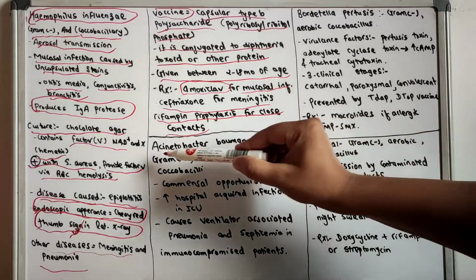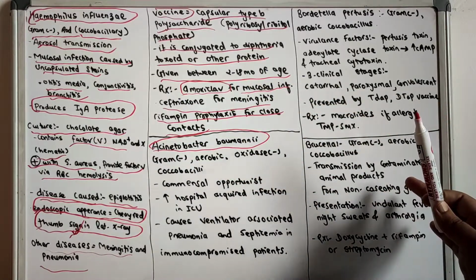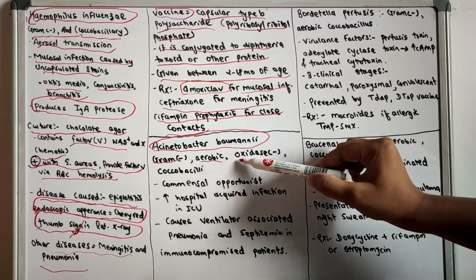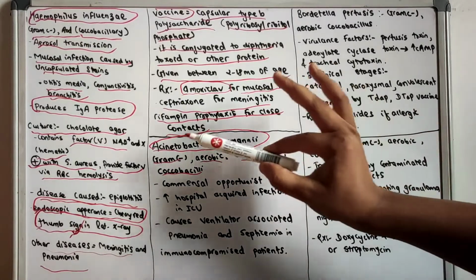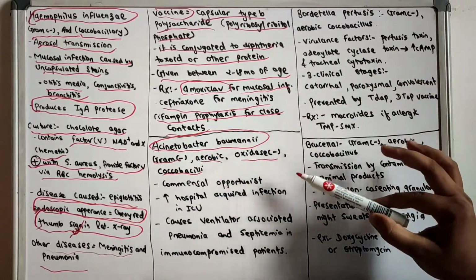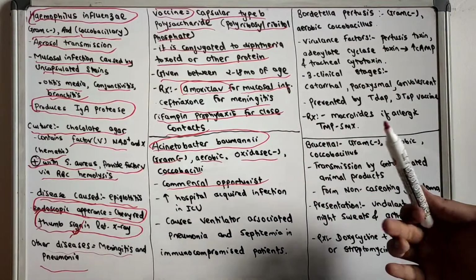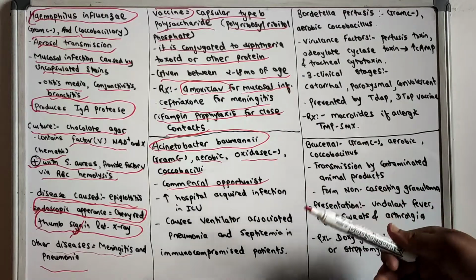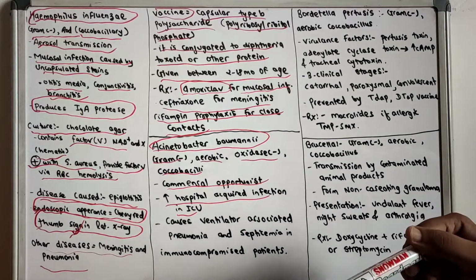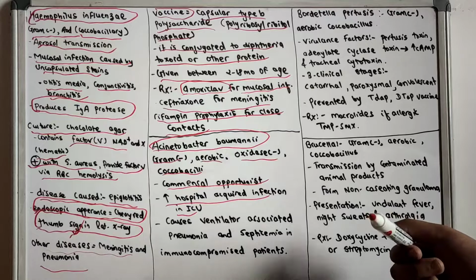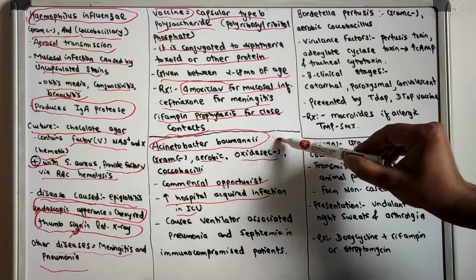Now let us discuss Acinetobacter baumannii. Acinetobacter baumannii is a gram-negative, aerobic, oxidase-negative cocobacillus, and it is a commensal opportunist. An increased amount of hospital-acquired infection is caused by Acinetobacter baumannii, especially in hospital ICUs. If the ICUs or hospital wards are not fully cleaned and proper hygiene is not maintained, then there can be infection with Acinetobacter baumannii.